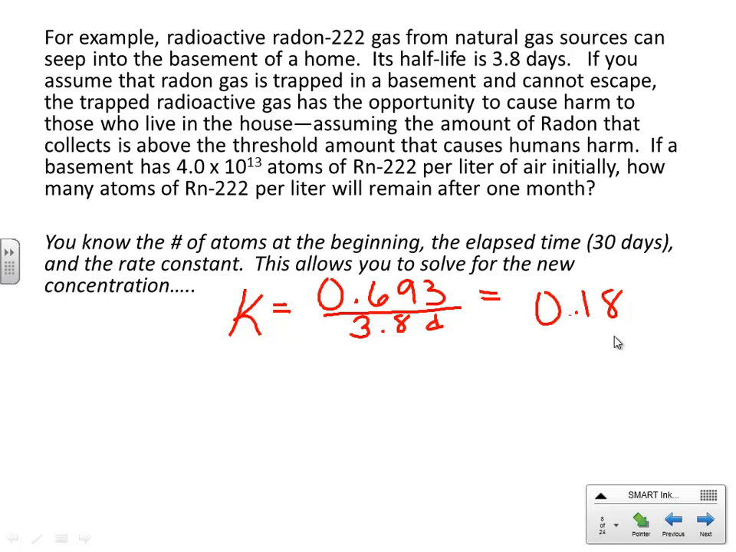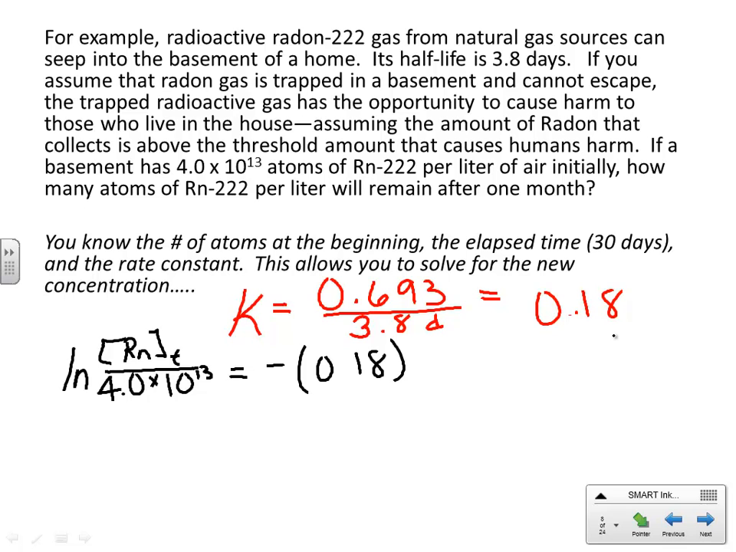Once we have this value, we can plug it into our integrated rate law to get that the natural log of the concentration of radon after time t, compared with our initial concentration, is going to equal the negative k value that we just determined times the number of days in question. This number right here is going to give us negative 5.5.